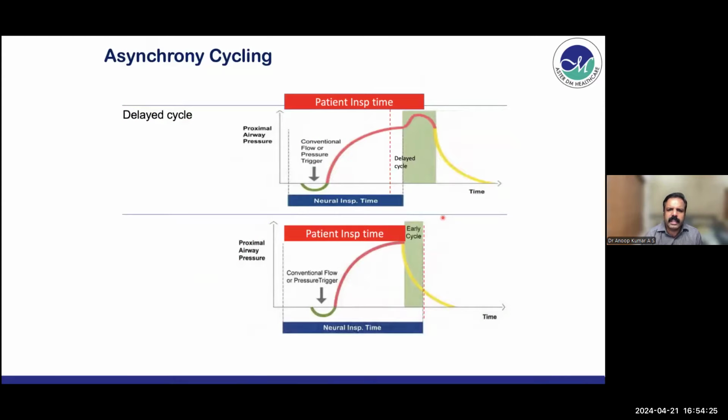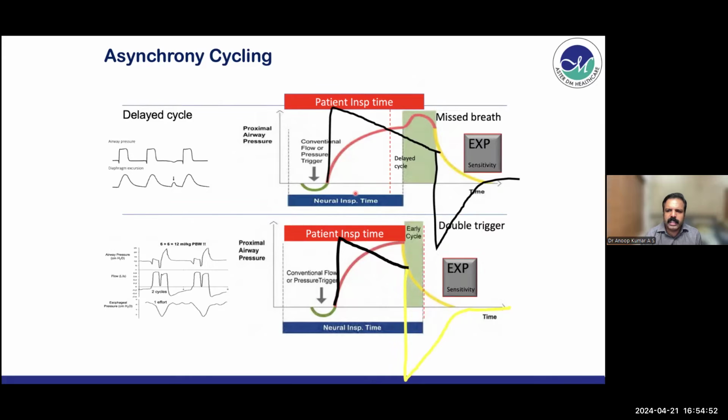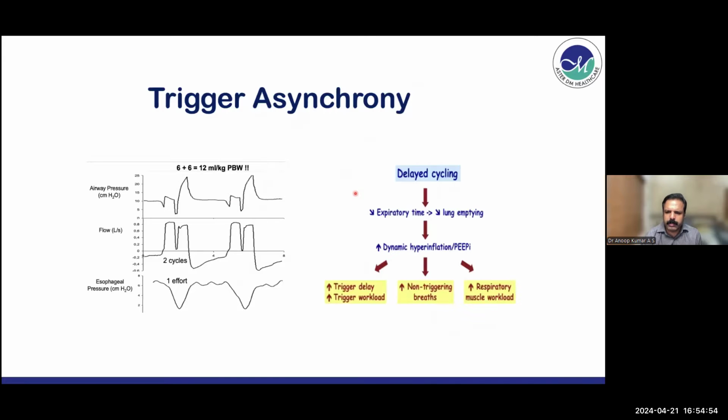The asynchrony in cycling can be early cycling or delayed cycling. This is the proximal airway pressure, the conventional flow, and the pressure trigger. This is the neural inspiratory time, and there is a delayed cycle here. This is the patient inspiratory time. So here, with the conventional flow triggers, it may not trigger properly, but with other neural triggers, etc., it will be easier to trigger, and the synchronization also will be better.